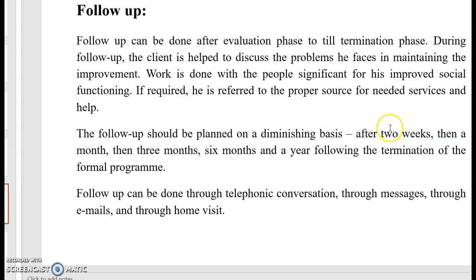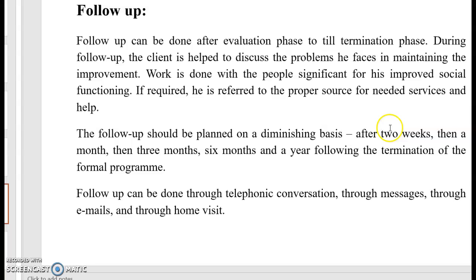You will follow up, maybe with the help of telephone. You will do phone calls to your client. Then you can send messages. Then you can email the client about his or her situation, whether he or she has adjusted or not. And sometimes you may conduct a home visit to see whether the client's problem has settled or not.